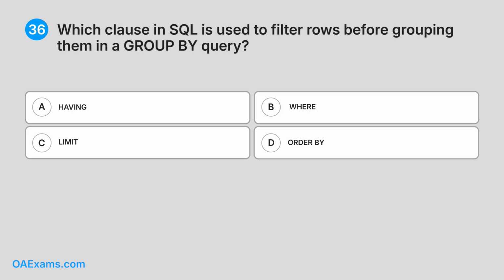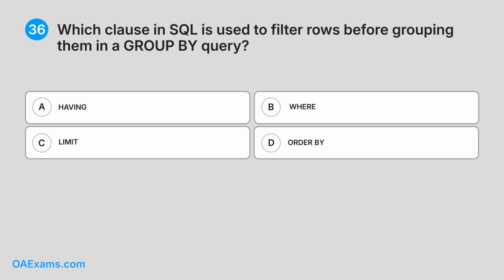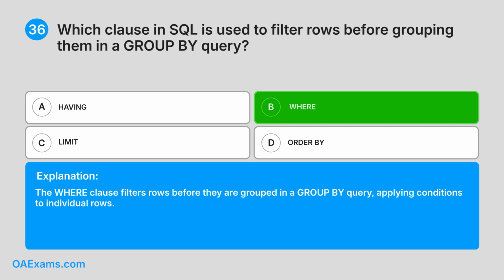A. Having. B. Where. C. Limit. D. Order by. Can you guess the answer? Correct answer. B. Where. Explanation. The where clause filters rows before they are grouped in a group by query, applying conditions to individual rows.